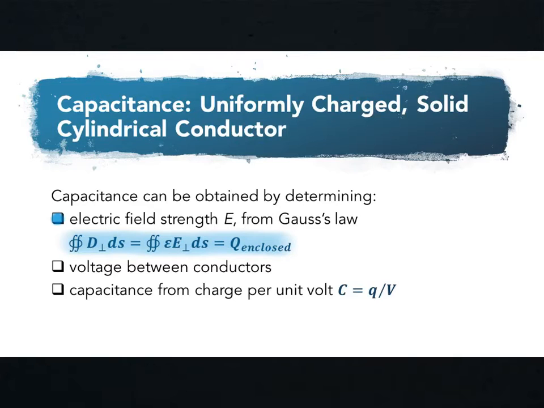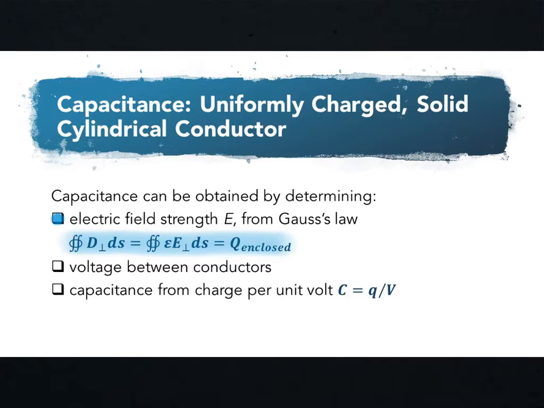So the normal component of the electric flux density is integrated over a closed surface, and that is equal to the charge that is enclosed. Your D here is the normal component of the electric flux density, and your E here is the electric field strength, the normal component of the electric field strength. dS is the differential surface area.